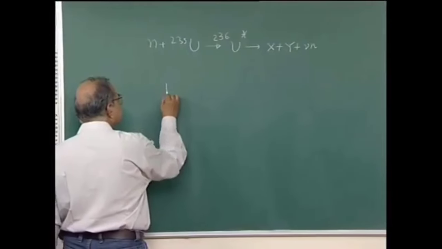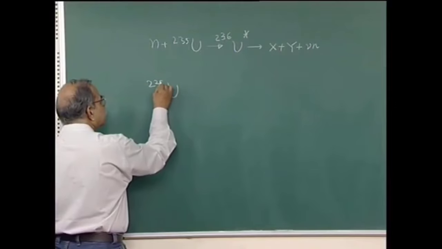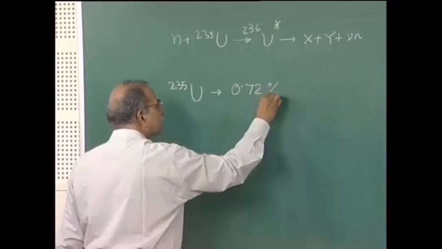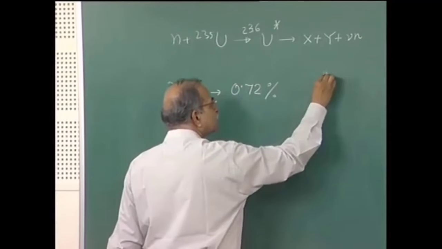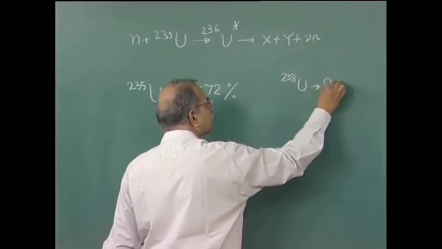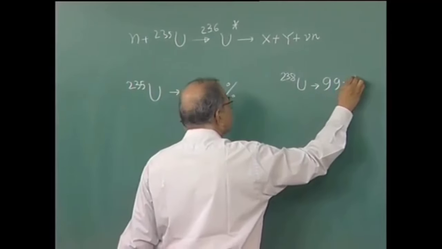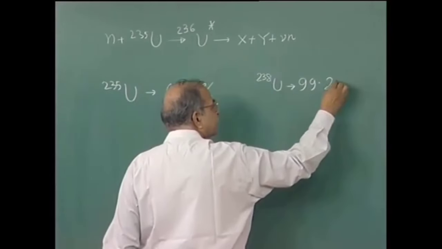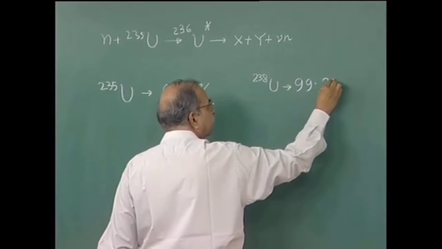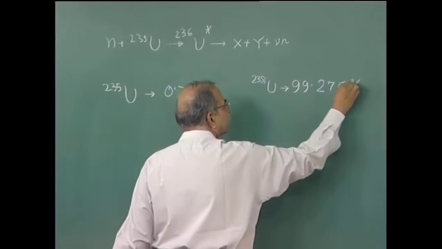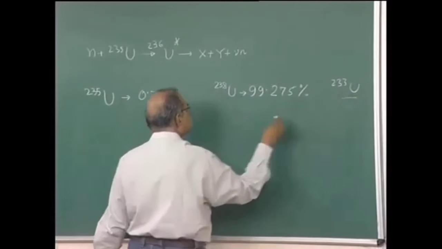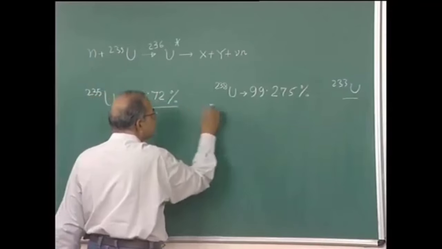235 is about 0.72%, and uranium 238 is almost the rest, 99.28, I can write, if I neglect that third digit, or 275 like that, and then the rest is other things, uranium 233 and so on. This is the present story.